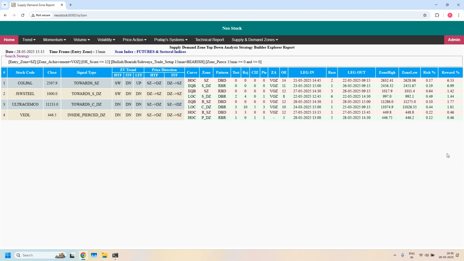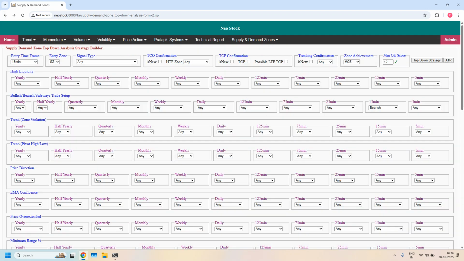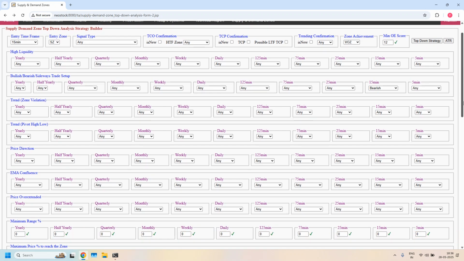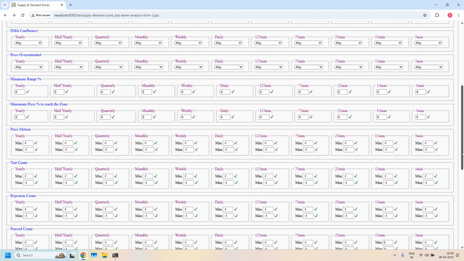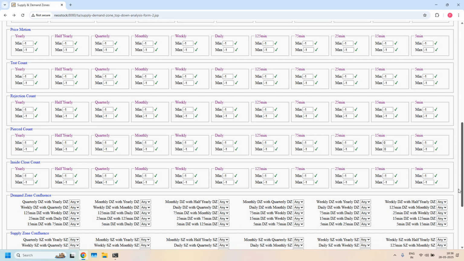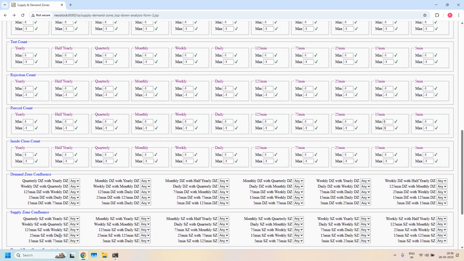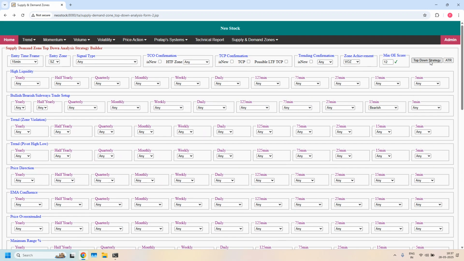Okay, out of these 4, how many are having more high probability to get success? That we will filter based on the zone confluence. First filter is LTF ITF supply zone confluence. That is 15 minutes and 75 minutes supply zone confluence. Setting the filter on the 4 stocks.